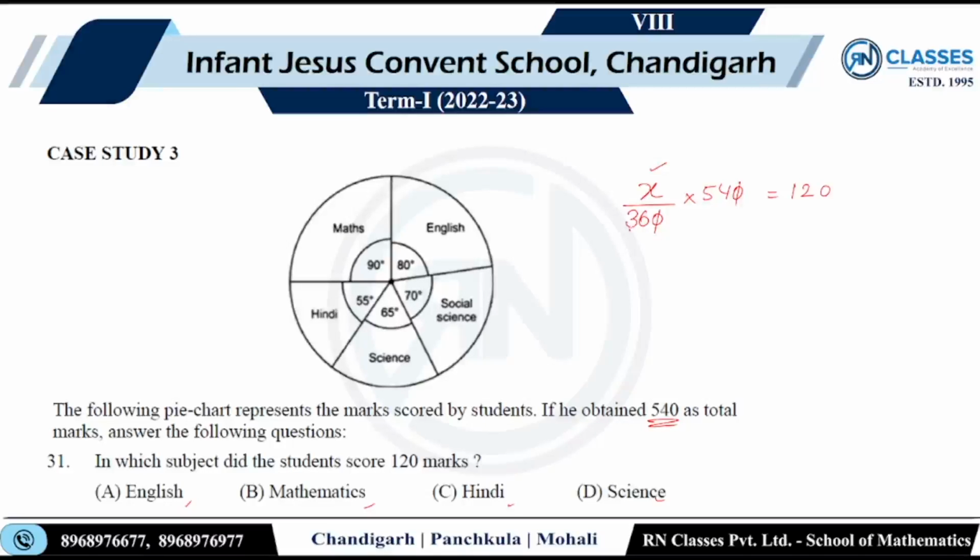अब 36 है, 18, 18 2 18, so cross x is equal to 120 into by 40 times जाएगा, means x is 80 degrees, 80 degrees. English is the right option. इतना ही simple था, right?